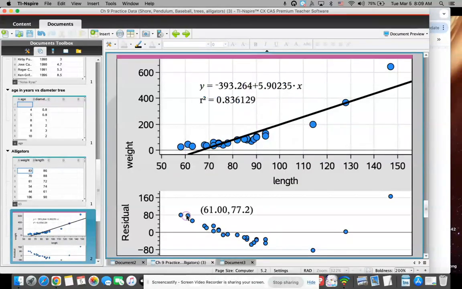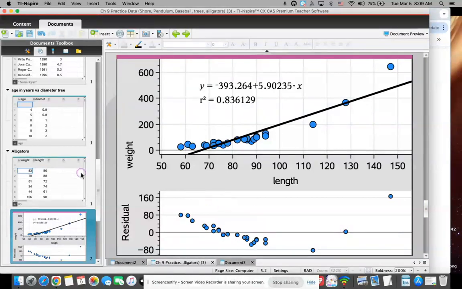And then you're supposed to talk about the residual plot. I can see that there's a pattern in the residuals. I start out above, then I go below, and then I go above again. That's a pattern in the residuals. It does not look evenly scattered. Okay, so you would just mention that.